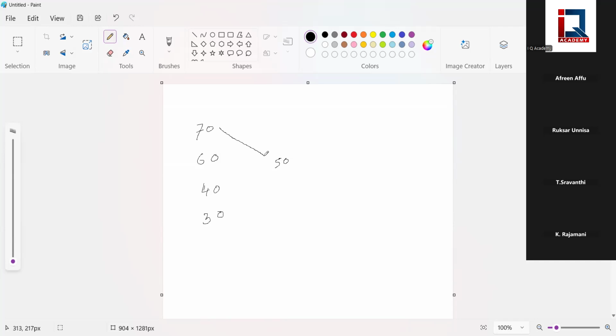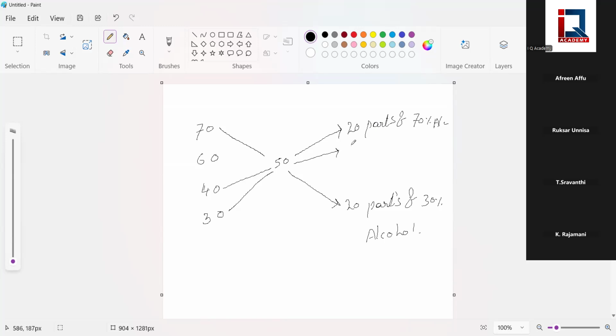First tell me, 70 minus 50, how much? 20 parts of 30% alcohol. Next student. 30 minus 50. How much? 20 parts of 70% alcohol. Next, 40 minus 50. How much is this? 10 parts of 60% alcohol.